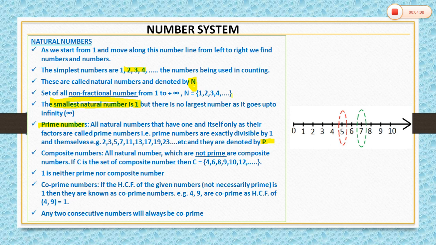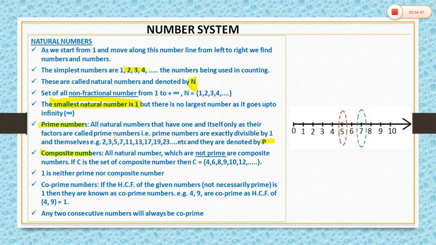Now coming towards what are composite numbers. Composite numbers are those natural numbers which have more than two factors. They are not prime numbers. They have more than two factors. We have already taken an example of 4. 4 has three factors. 1, it was divisible by 2 also and it was divisible by 4 also, the number itself. So 4 is a composite number because it has more than two factors.